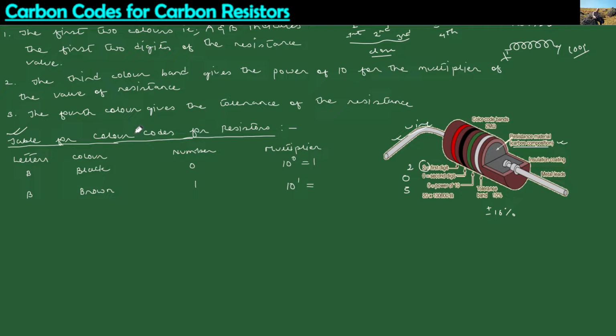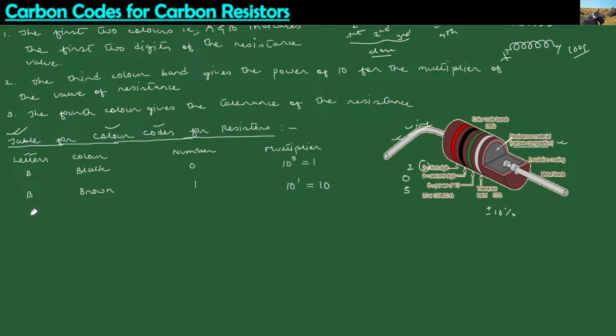So there's a table to find out the values of these color bands. We will write all the values of the color bands in the following table. Over here we have the first color, black. Letters, colors, number, and multiplier. For black, the multiplier is 10 to the power 0, which is equal to 1. For the second color band, brown, the number is 1, and 10 to the power 1 is equal to 10 itself.